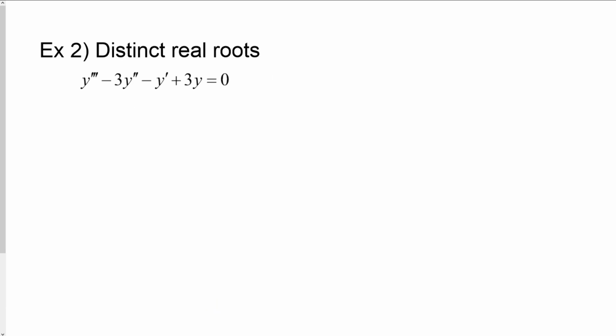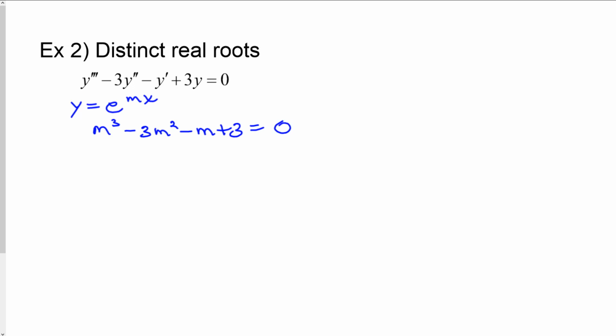All right, so now we're going to look at some examples of actually solving differential equations with each of these three cases. So example 2 on this particular video is the third order differential equation shown: y triple prime minus 3y double prime minus y prime plus 3y equals 0. If we assume that our solutions are of the form y equals e to the mx, and we substitute that y and its derivatives, the differential equation turns into a polynomial: m cubed minus 3m squared minus m plus 3 equals 0.